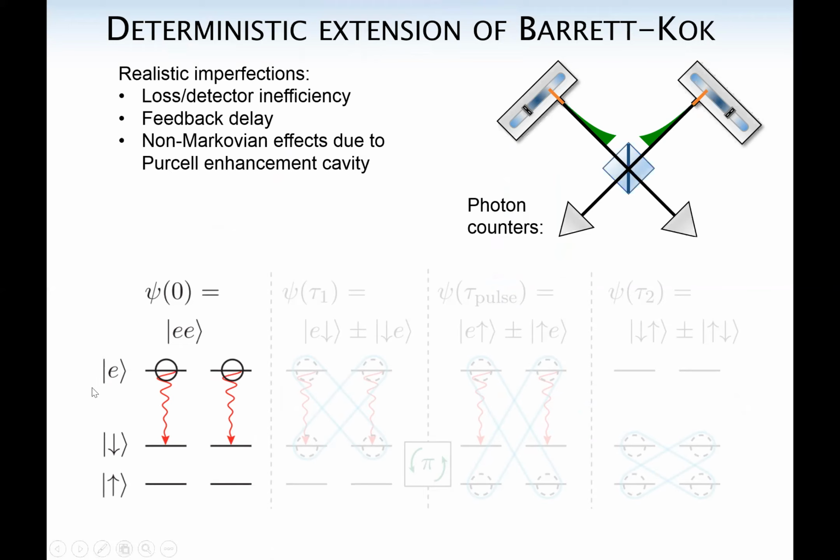So the way this protocol works is instead we're going to initialize our atoms in EE instead of E down, or E up plus up E, and let them emit onto our beam splitter just like before. And after some time interval, you're going to detect a click on one of these photon counters, and that actually immediately prepares the entangled state E down plus or minus down E. And the sign depends on which photon counter registered the click.